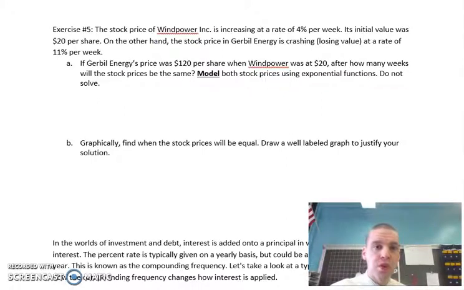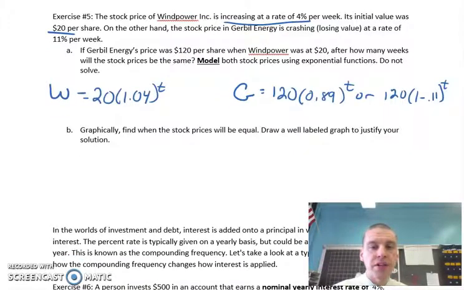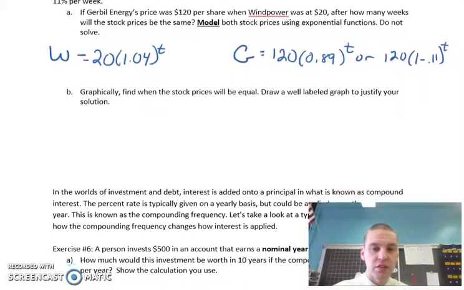Moving on, we're going to look at number 5, and I would like you guys to try to create 2 equations. One with wind power, and one with the gerbil. Notice that wind power is increasing at 4%. Its initial value was $20 per share. On the other hand, gerbil energy is crashing and losing $11 per share. Gives you what gerbil's energy per share was. So try that one. I know many of you do not have calculators, so we will not be doing B. We'll be doing that in class. So there are the 2 equations. If you have any questions, let me know.